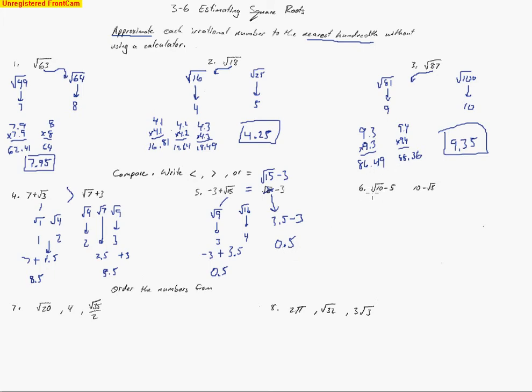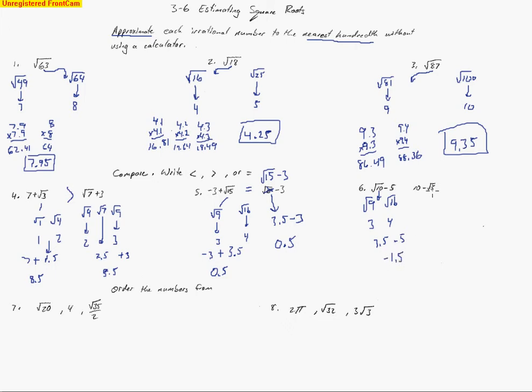So the square root of 10 is in between the square root of 9 and the square root of 16. So it's real close to 9. So it's going to be between 3 and 4. So we'll just say 3.5 for now. And then we take away 5, and that leaves us with a negative 1.5.